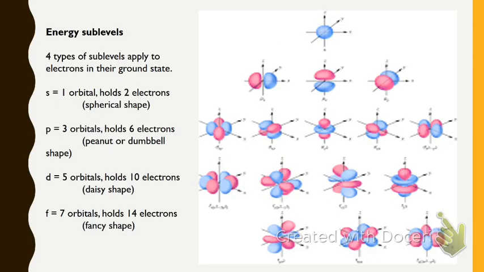So your energy sublevels are your S, P, D, and F sublevels, and they have corresponding orbitals, which corresponds to how many orientations around the x, y, z axis they may have. So an S is 1, and it holds 2 electrons. Each orbital can only hold 2 electrons. The sublevel can hold more. For instance, a P has 3 orbitals, so that P sublevel can hold 6 electrons. The D can hold 10 with 5 orbitals, and the F can hold 14 electrons with 7 orbitals.